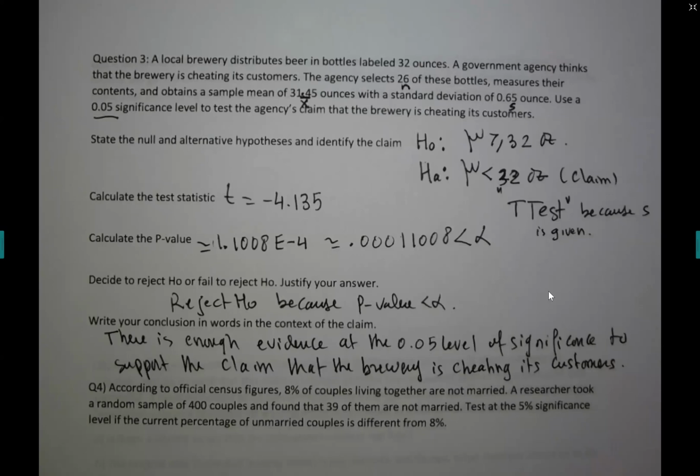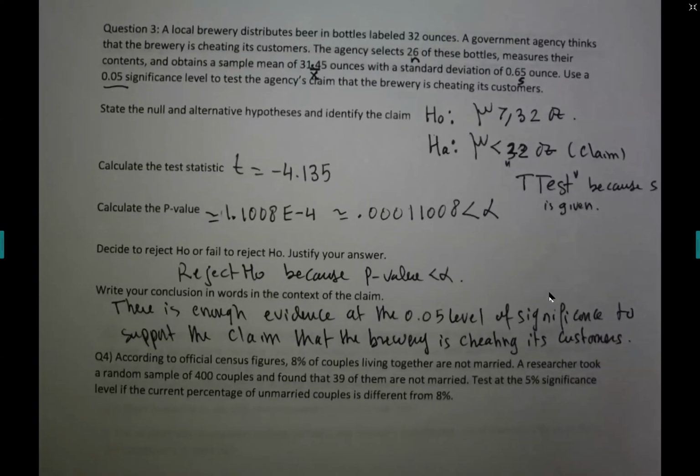Okay, let's do question 4. According to official census figures, 80% of couples living together are not married. A researcher took a random sample of 400 couples and found that 39 of them are not married. Test at the 5% significance level if the current percentage of unmarried couples is different from 8%.